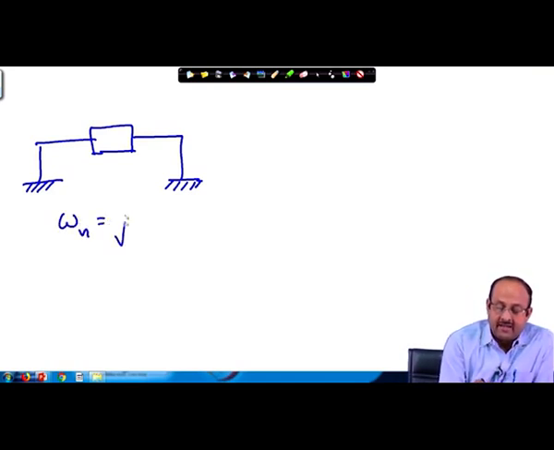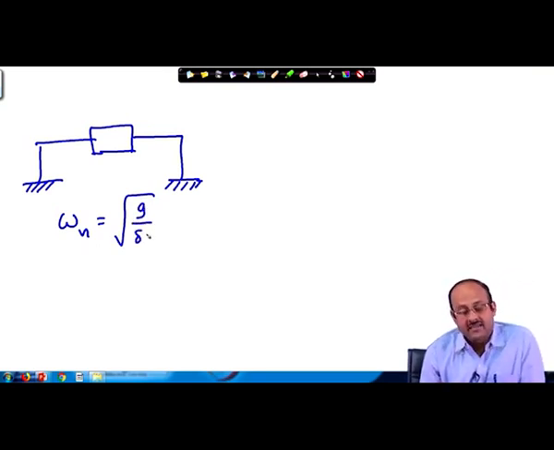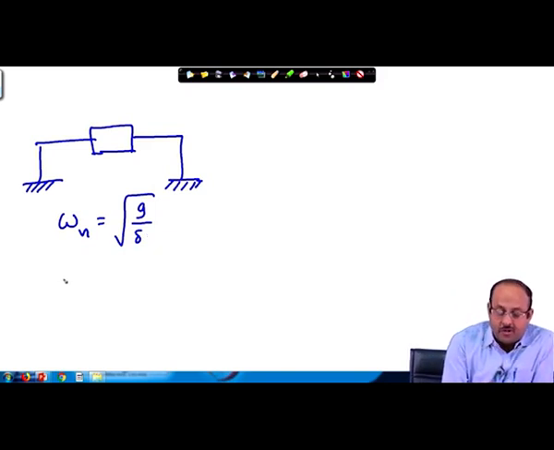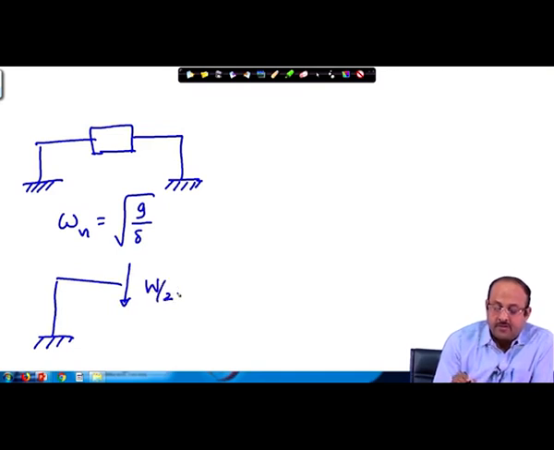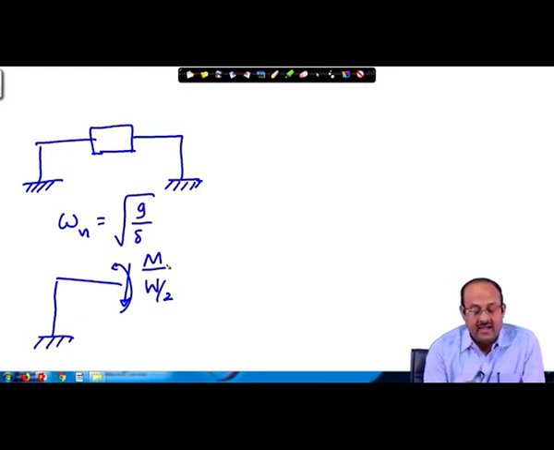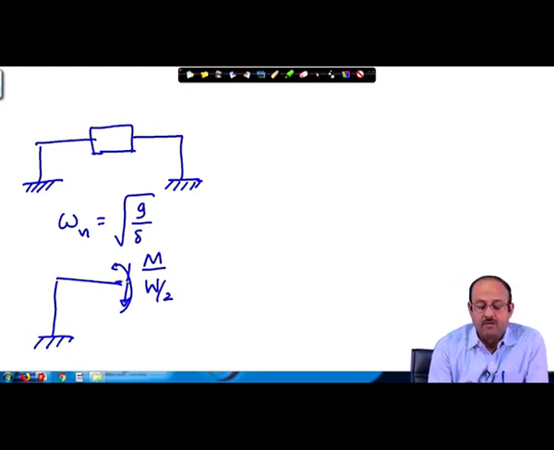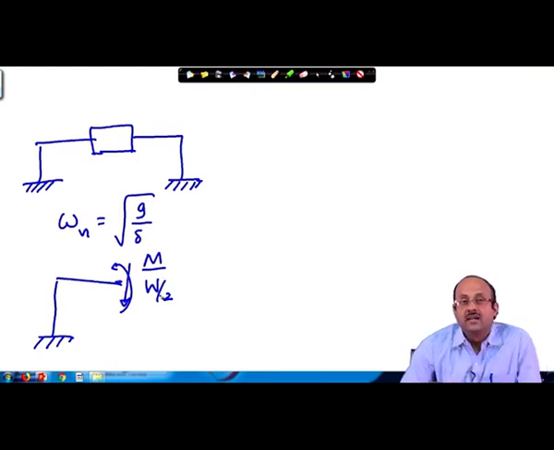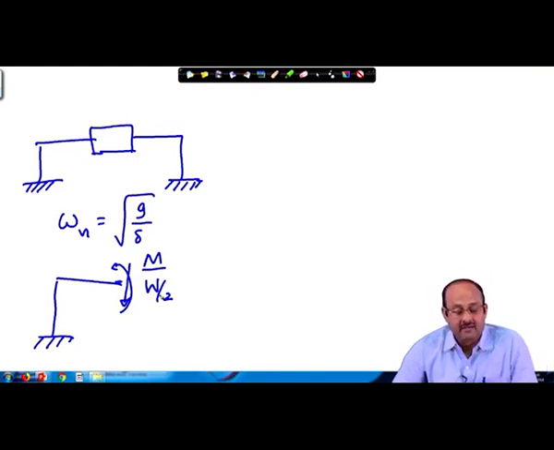Natural frequency will be, again, we can find out as root of g by delta, where delta is the static displacement. But how to get the static displacement? Here of course, we see that when we take only this portion, then there will be a force W by 2 and there will be a moment m acting. What is this m? This m will be such that the slope at this point will be equal to 0. So, m and W are not unrelated, but they will be related according to a certain formula.